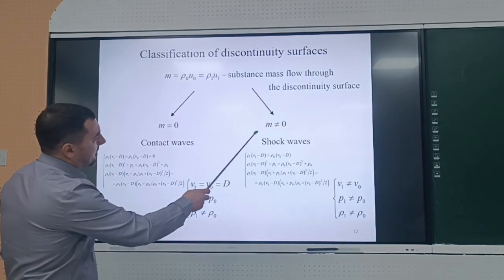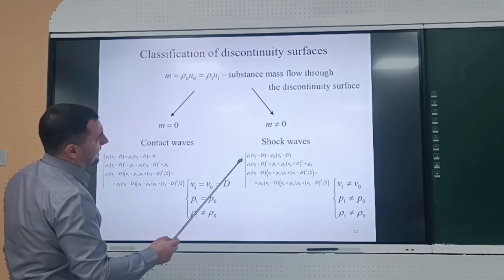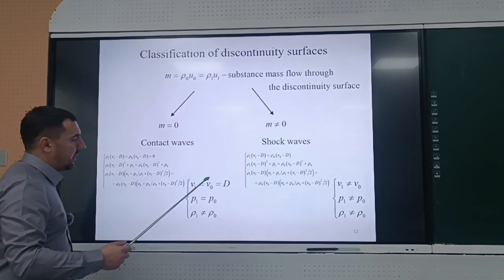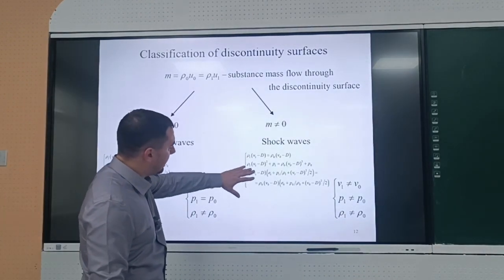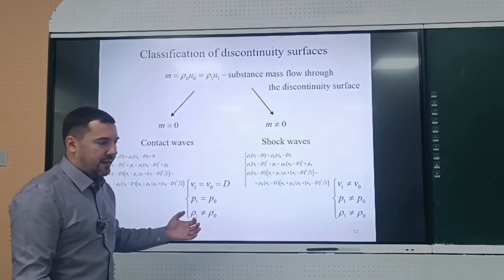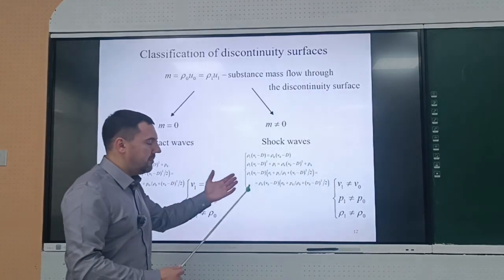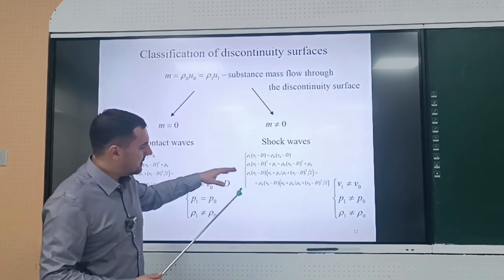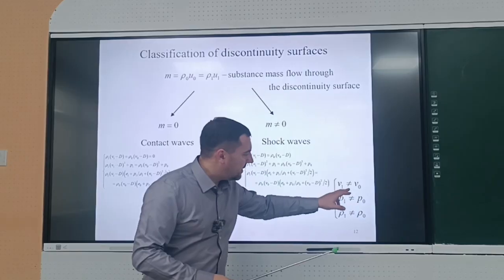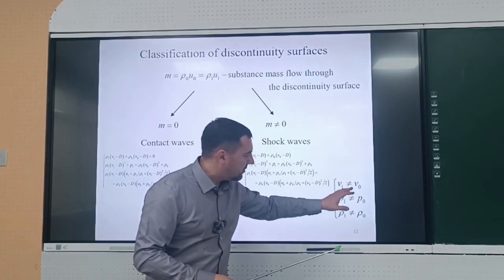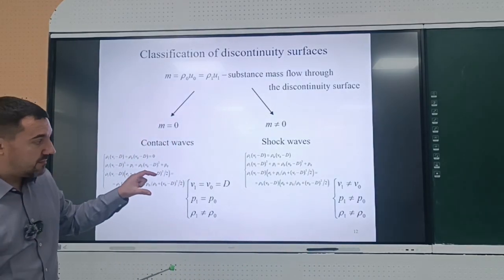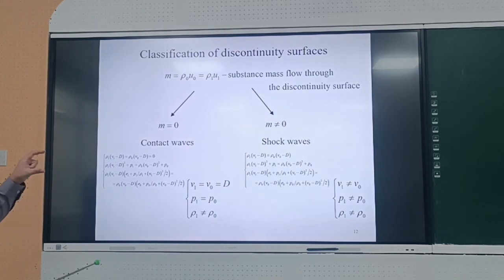As for discontinuities with m not equal to 0, such discontinuities are called shock waves. For shock waves, we have three equations for three unknowns. For example, if we consider the parameters with index 0 known, and for example d is known, then we can answer the question of what the parameters will be behind the shock wave. Then we can solve this system of equations and find ρ1, v1, and p1. Generally speaking, v1 is not equal to v0, and the same holds for pressure and density. So it's a real jump in all the parameters: velocity, pressure, and density.